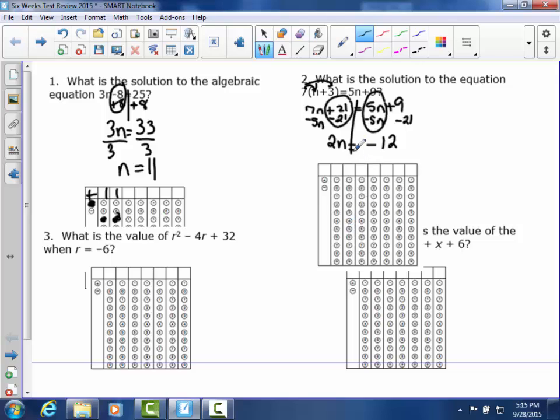Okay, then I would divide by 2, because the 2 needs to go. 2 divided by 2 is 1, so that's 1n, or n. And so my final answer, n equals negative 6. So I'd put that in negative 6, just like that, negative, and then 6 is right here.